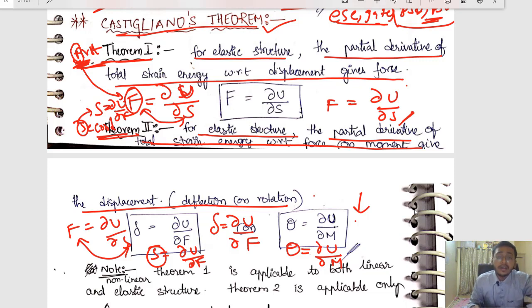Even when I was appearing for ESE or some examination, I made the same mistake. The question asked: the deflection in the member is obtained by which theorem? Castigliano's 1, Castigliano's 2, and there were so many options. I selected Castigliano's 1, whereas the answer is Castigliano's 2. Displacement, right? You get it from the second theorem, S for S. Force you get from the first theorem, F for F. Always remember this small note. Please make a note.